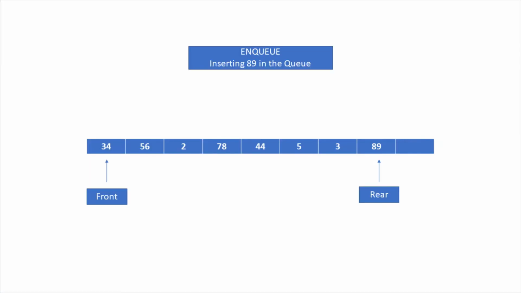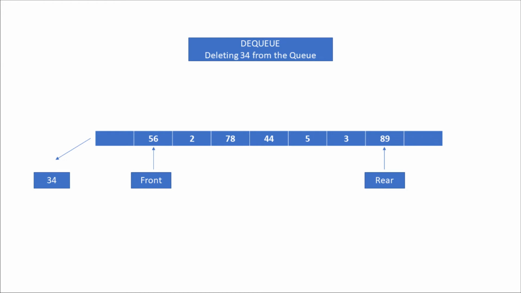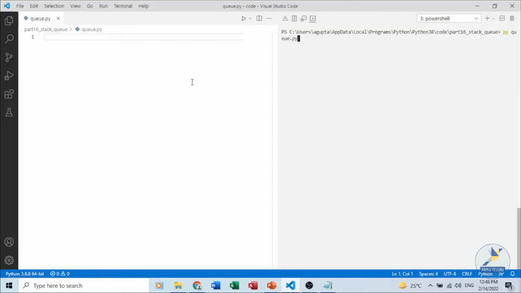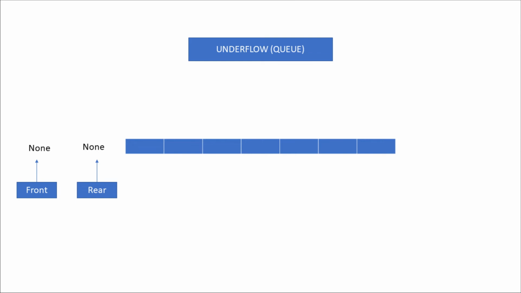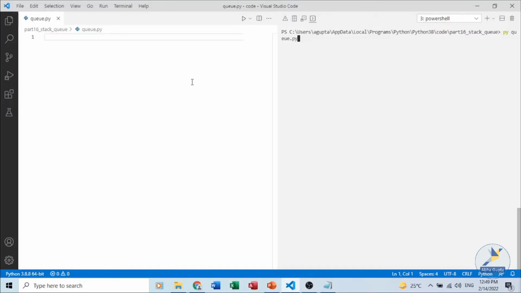Adding an item to the queue is known as NQ, whereas deleting an item from the queue is known as DQ. Here also we have three technical terms: peek, overflow and underflow, and we will be implementing the queue, the program which we will be working on. We will implement the queue using a list, so our overflow situation will not arise. We will definitely look into peek and underflow.